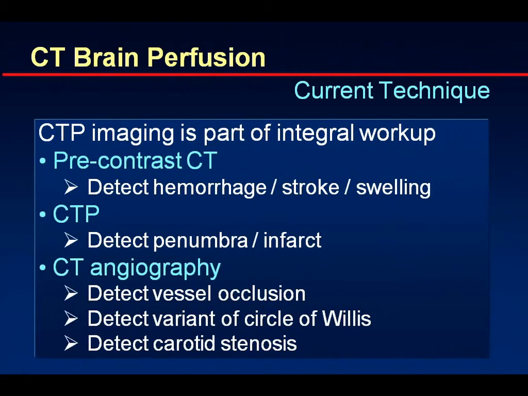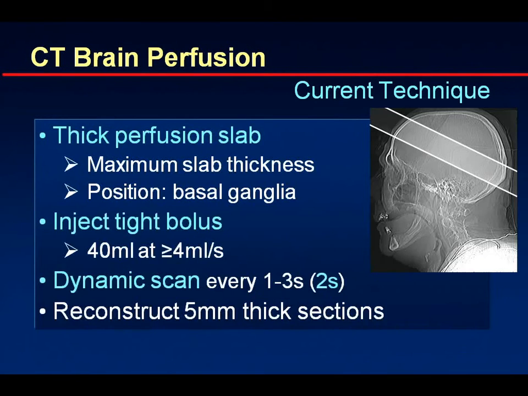CT angiography is important to detect vessel occlusions in the brain, variants of the circle of Willis to see how many collateral vessels you have, and to detect carotid stenosis. You try to use as thick a perfusion slab as possible. And most of us will have multi-detector scanners. With a 16-slice scanner, you can cover about 2 to 2.5 centimeters. With a 64-slice scanner, you can cover about 4 centimeters. The usual position is in the region of the basal ganglia.